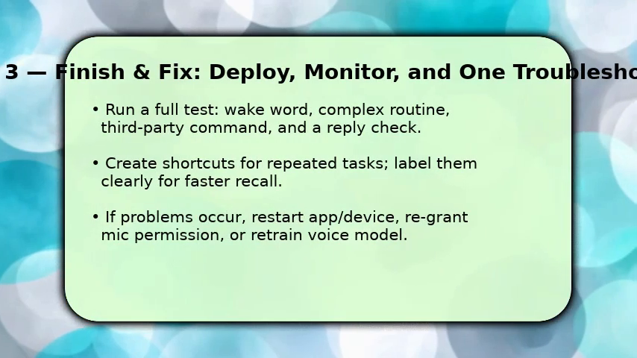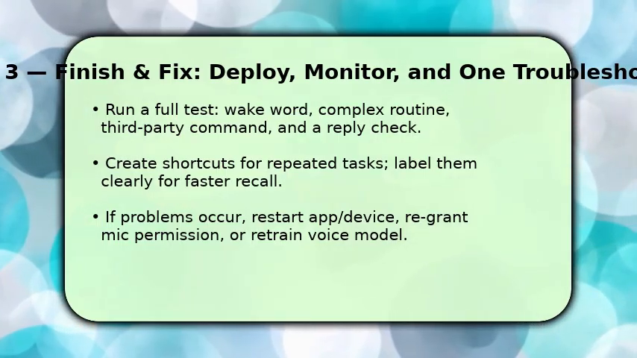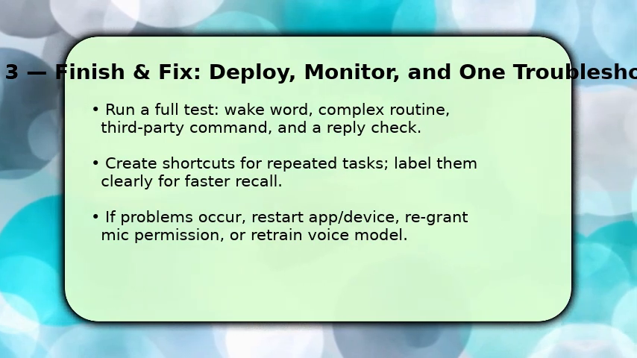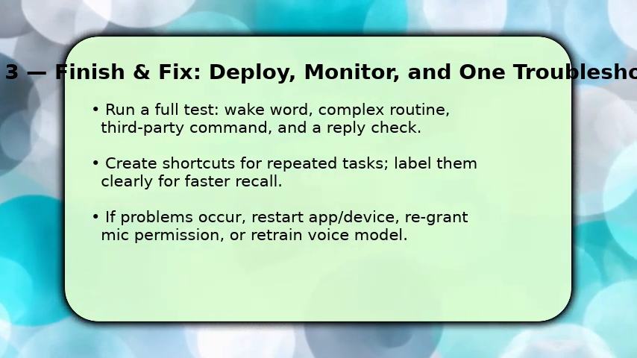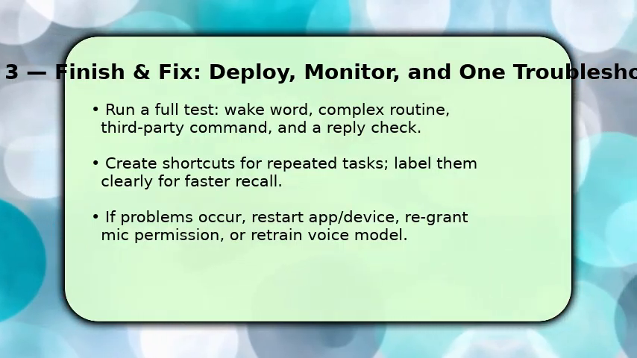You finish by running a complete test sequence. Wake Jovi, execute a routine, ask a third-party service query, and confirm the spoken reply. If all works, create shortcuts for frequent tasks so you can use single phrases instead of long commands. Make sure to back up settings if available.